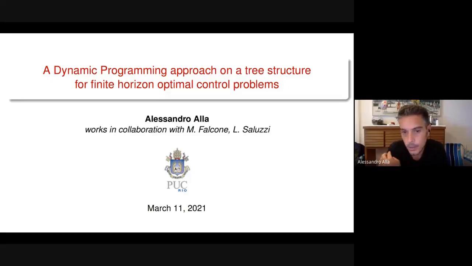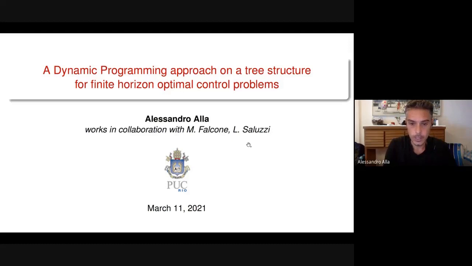The topic is about optimal control for PDEs. This is the main topic, and the title is a little bit different, so it's just a little bit more specific. I'm going to talk about the dynamic programming principle on a tree structure. We will see throughout the talk how it works. The setting is finite horizon optimal control. This is joint work with Maurizio Falcone and Luca Saluzzi, both at Sapienza in Rome.